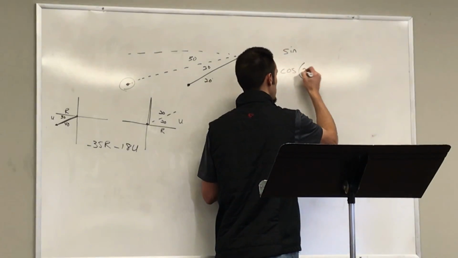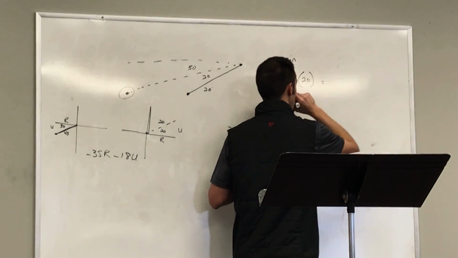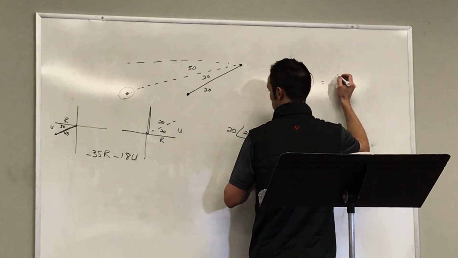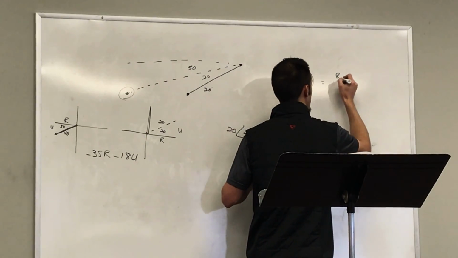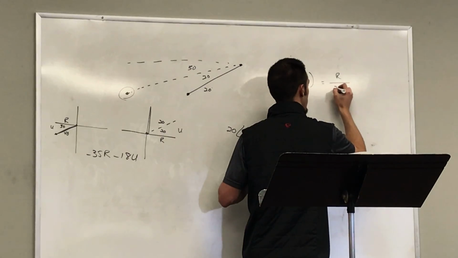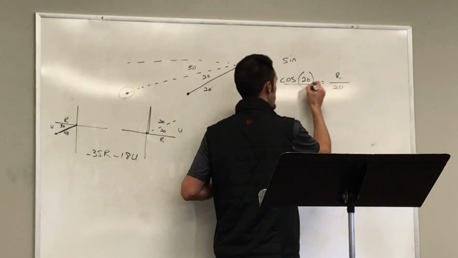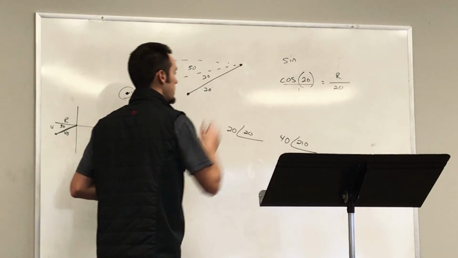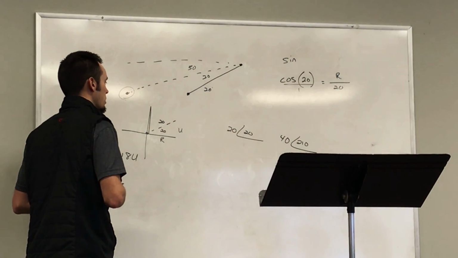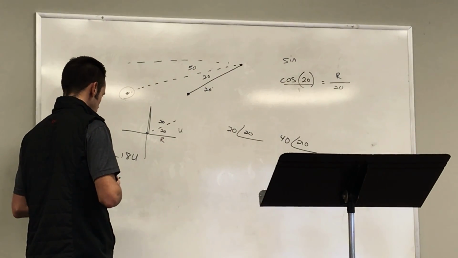Cos, you got it. Cos 20 degrees equals adjacent over hypotenuse, so it would be R over 20, right? So give me that number on your calculator. We do cross multiplication, so cos 20 times 20 should give you R.